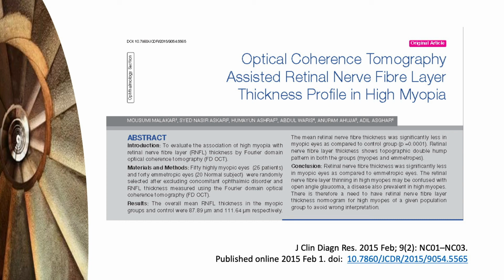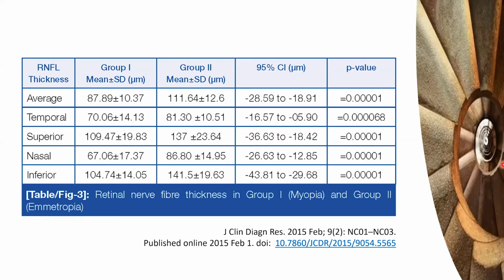And this was a really nice paper that came out of the Journal of Clinical Diagnosis and Research, not an eye journal, but it looked at OCT imaging of the retinal nerve fiber layer in high myopes. None of these patients had glaucoma. So essentially what you have is two groups, a group of high myopes greater than -6 and a group of emmetropes or close to emmetropia. And they compared the RNFL thickness between the two groups. And look what you find.